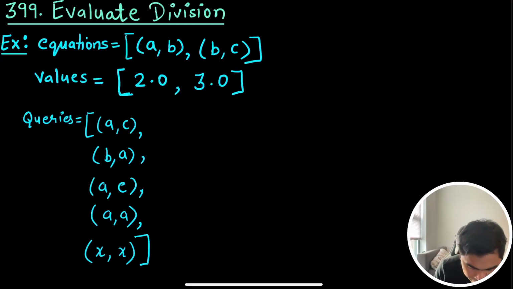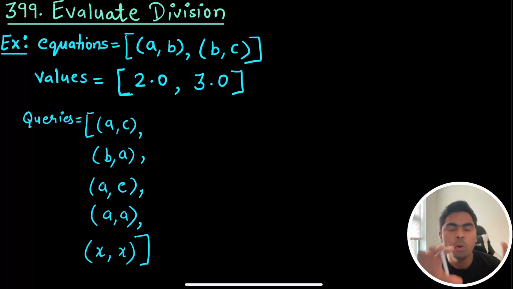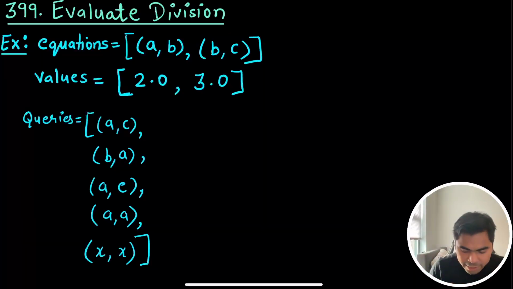We have to find a path from A to C. Sorry, I said path, but you guys might be like, what are you talking about? What do you mean path? Well, let me tell you, these equations right here, we could represent these values, these pairs, as nodes in the graph that we are going to create. So we are going to create a graph.